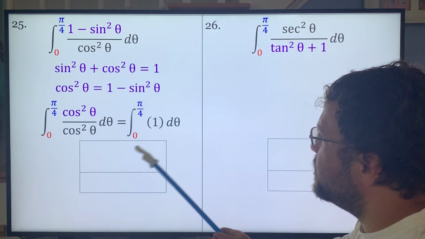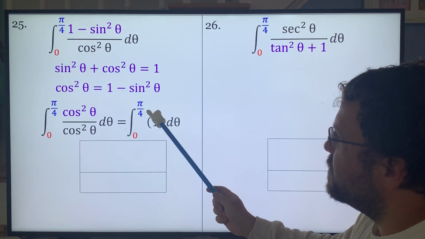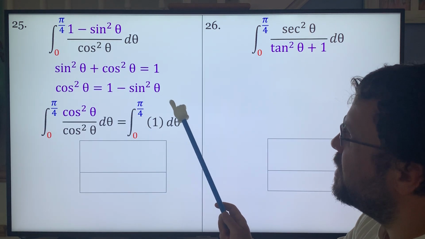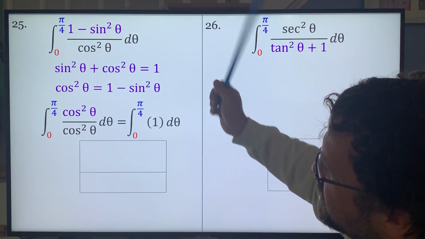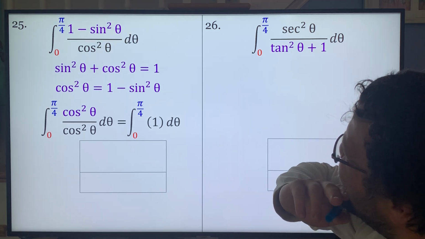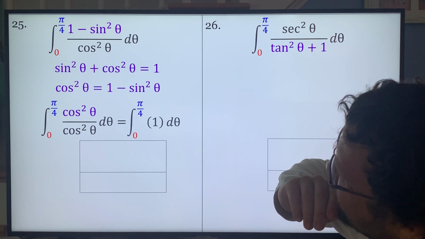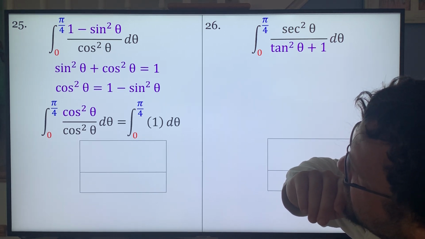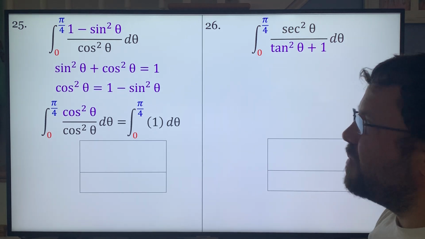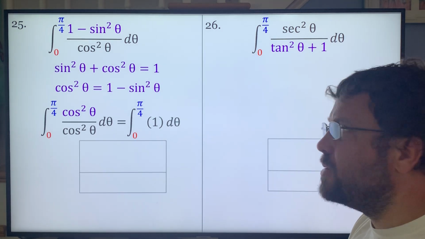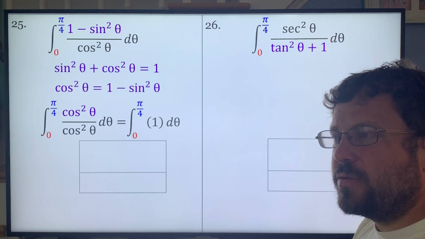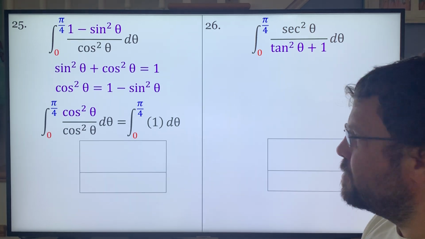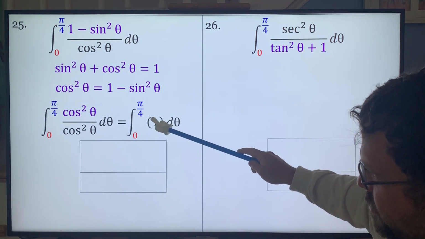So your answer just becomes the integral from 0 to pi over 4 of 1 d theta. Now if I did 1 over cosine squared and sine squared over cosine squared, what would I get? Secant squared minus tan squared. But that wouldn't have helped us. I guess we could have integrated both things individually, but we don't know the integral for tan squared. So that's not good. That's why we had to use this method.